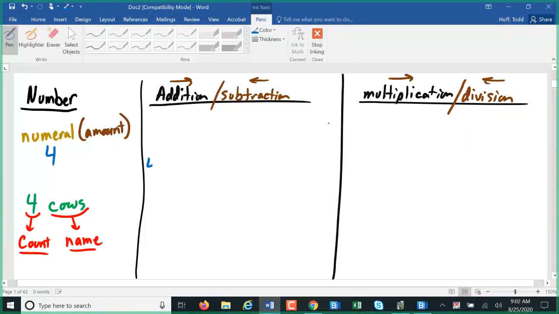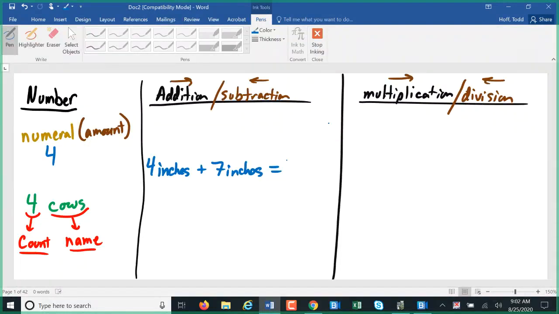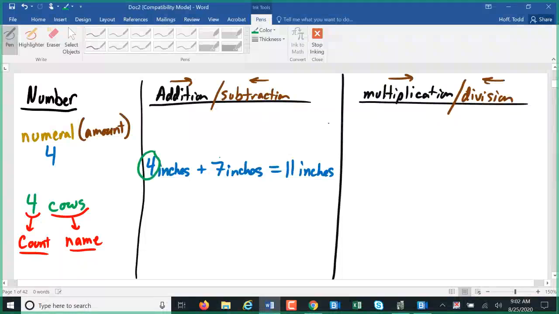Let's look at an example here. Let's say I have 4 inches plus 7 inches. So this is where you have to get over your shyness and tell me, what does that equal? 11. 11 what? Inches. Good. So if we look at what was happening with our count and our name here. With our counts, we had 4 and 7, and it became 11. We combined the counts.